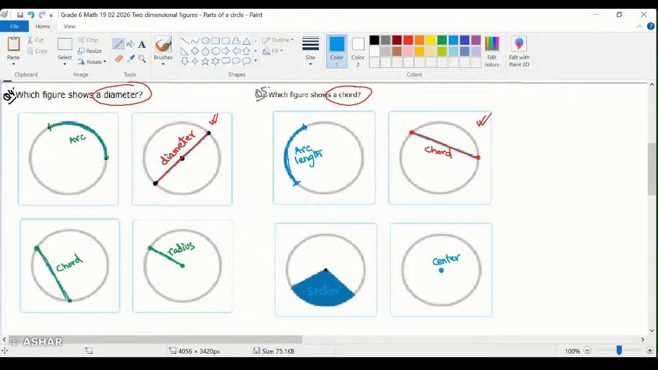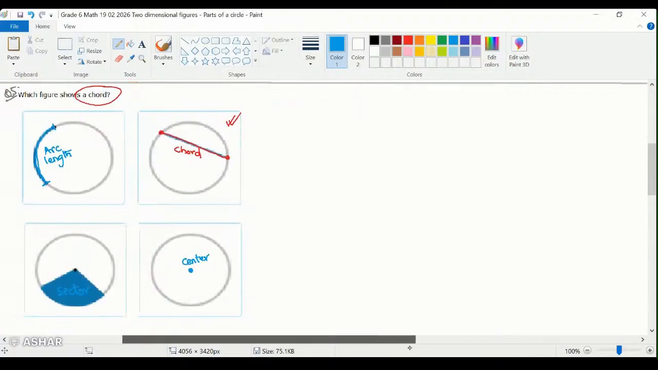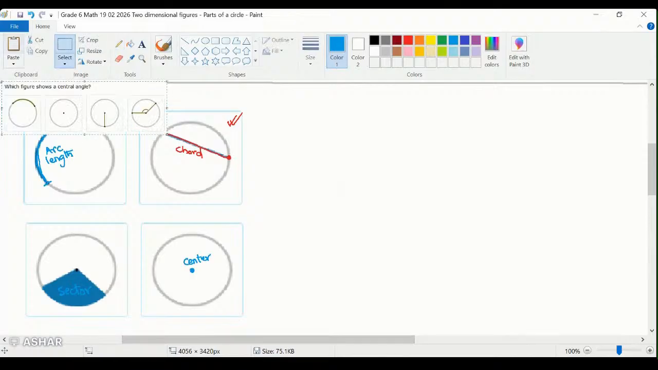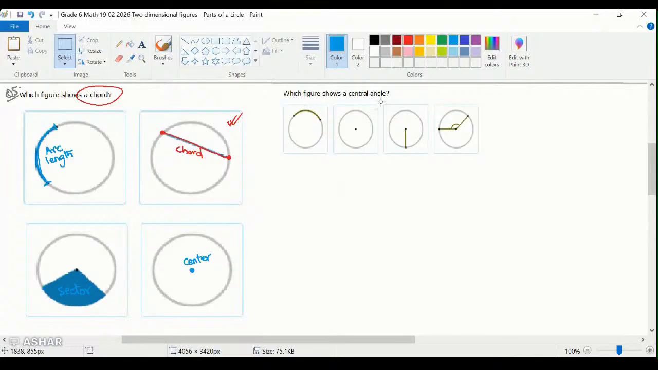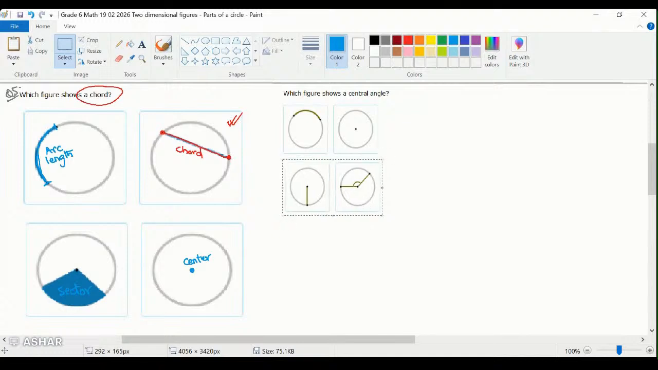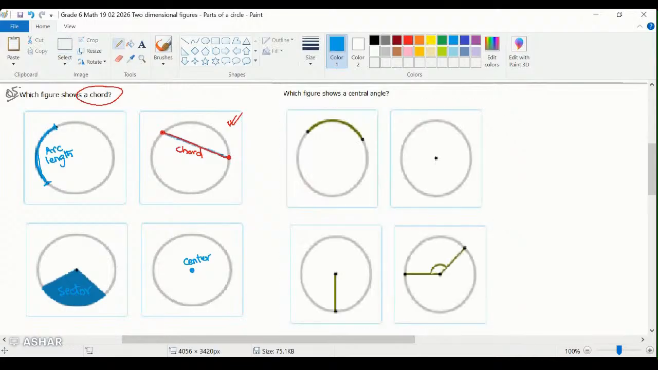So what we are trying to do is, with each question, we are trying to recall some information also. We are trying to revise everything that's given in the question. For the next one, it says find which figure shows the central angle. Rather than finding the central angle, what we'll try to do is first label the remaining. We'll first try to label everything, and whatever is left will be the central angle.